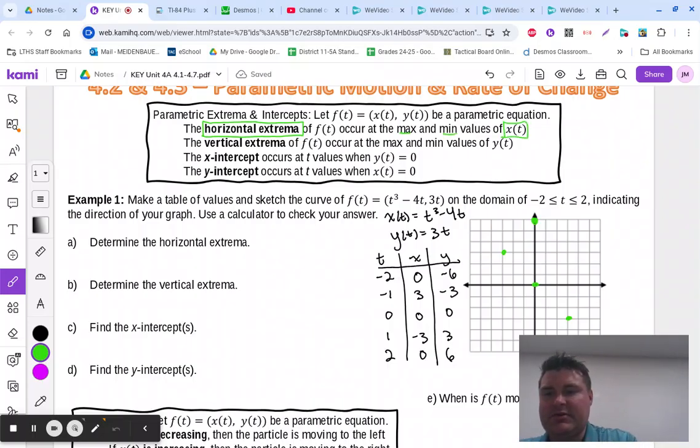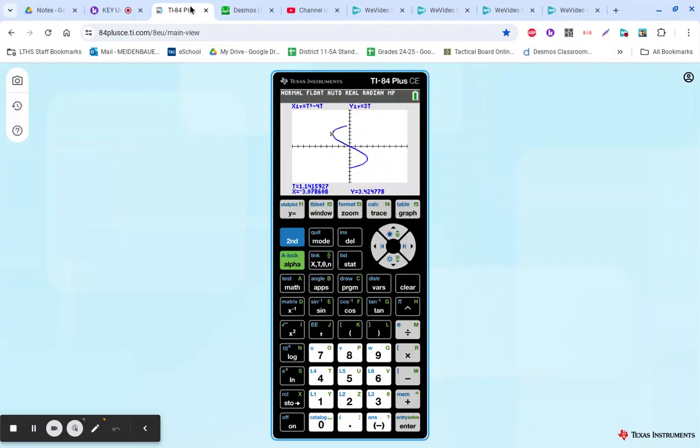Okay, so I'm going to actually graph x of t on the calc in function mode, because we can do more stuff in function mode than we can in parametric mode. Parametric mode is really just there so you can see if you can match your graph. So let's go back here.